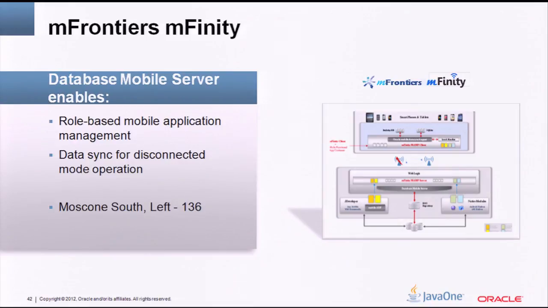The first one is from a company called mFrontiers. This is a relatively new company, but they're doing some really cool things. And what they've enabled is a role-based application management system that sits on top of our database mobile server product. The idea there would be that you could define a role for a given user, and that user could also be a device, and then all the rest of the management of the applications is taken care of for you automatically. So it will push out whole groups of applications based on the nature of the device.